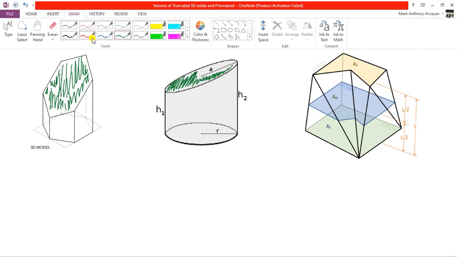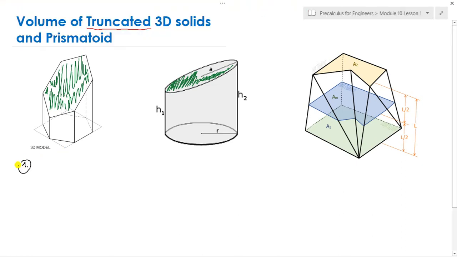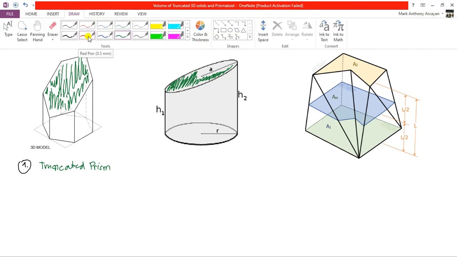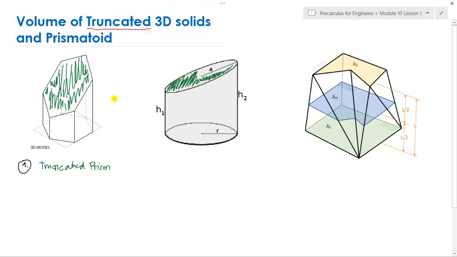So, let's start with the regular prism. We will indicate this as 3A. This 3D model on the left is what we call a truncated prism. For a truncated prism, once it is truncated, what will vary are the heights. Height 1, height 2, height 3, height 4, and so on and so forth.